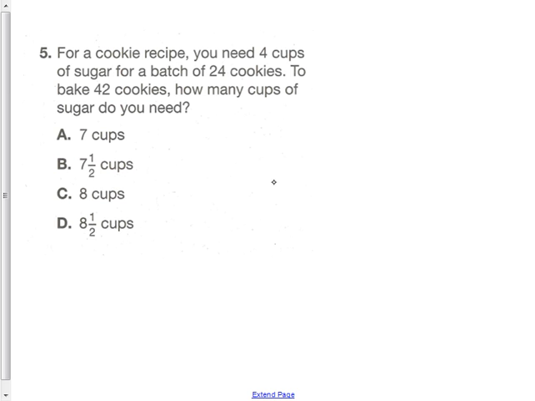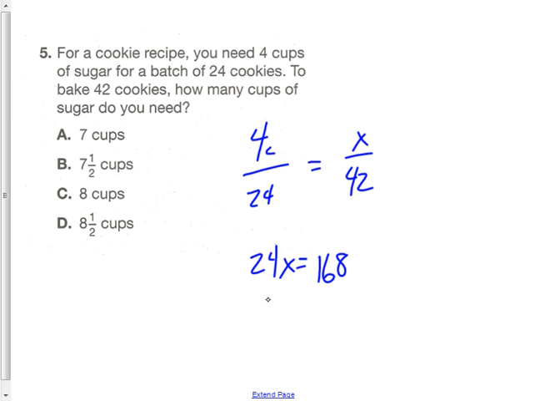So number 5, for a cookie recipe, you need 4 cups of sugar for 24 cookies. So in order to bake 42 cookies, how many cups of sugar do we need? So there's my x, all right? So let's cross multiply, so we get 24x is equal to 42 times 4, which is 168. And then let's go ahead and divide both sides by 24. So I'm going to get x is equal to 7 cups of sugar.